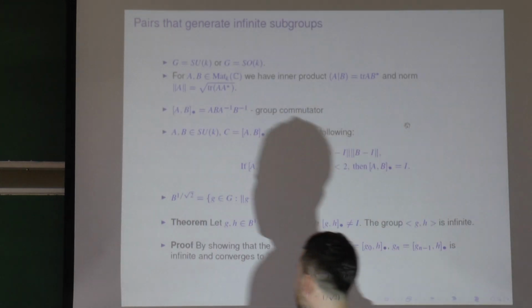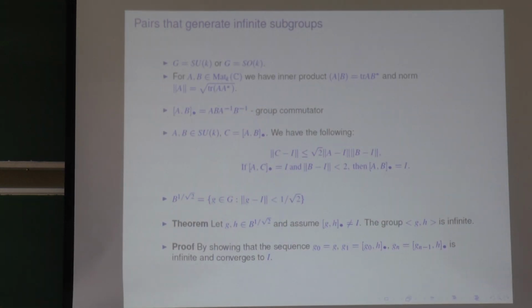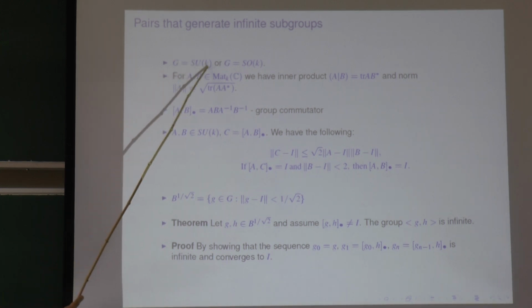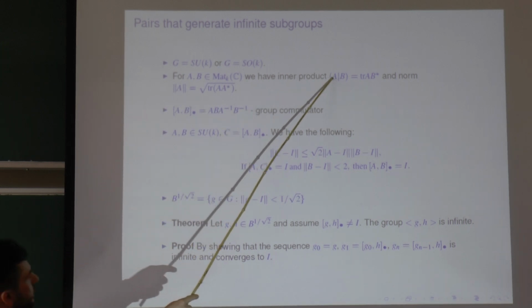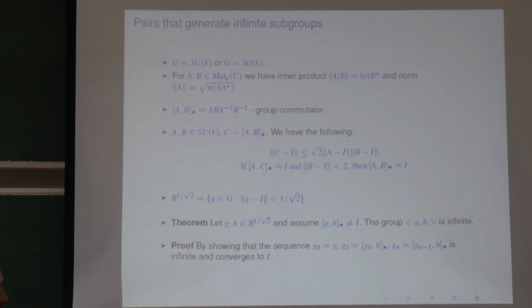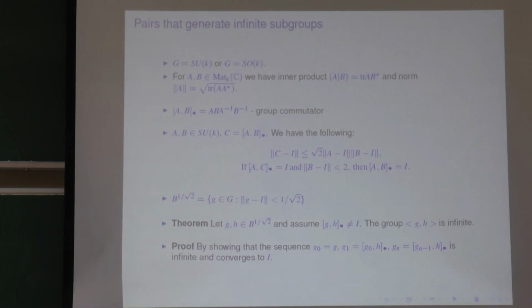And to do it, I will use some tricky inequalities. So I will assume G is either SU(k) or SO(k). For any two matrices A and B, complex or real, I can define an inner product just by trace of AB star, and the norm of the matrix, which is the square root of trace of A star A. This is a standard thing. Star is the Hermitian conjugation.